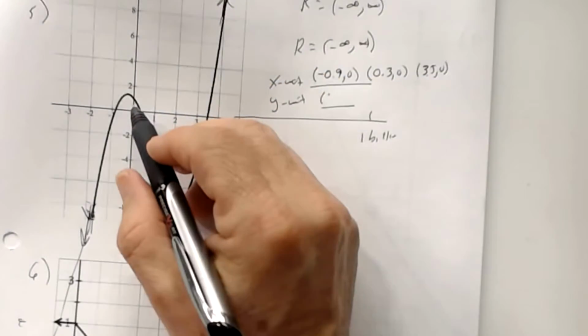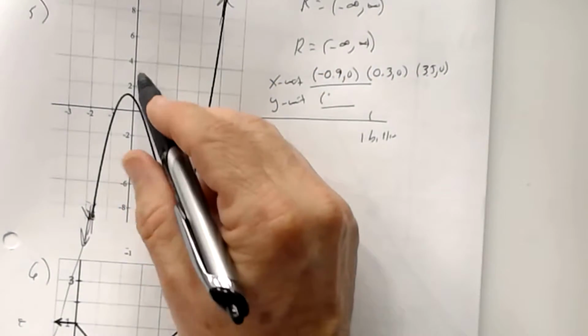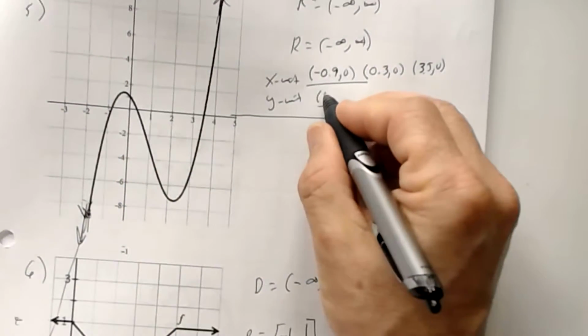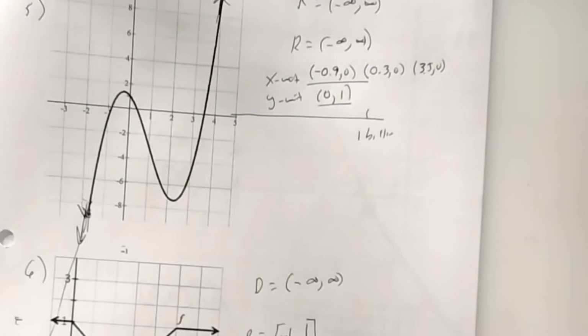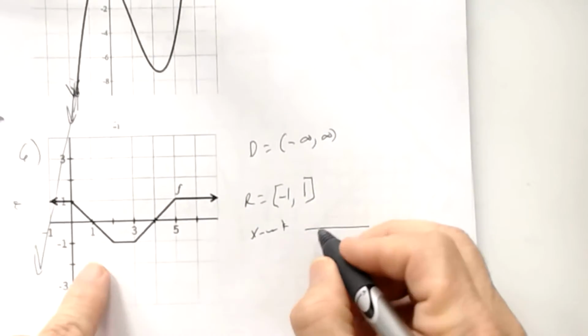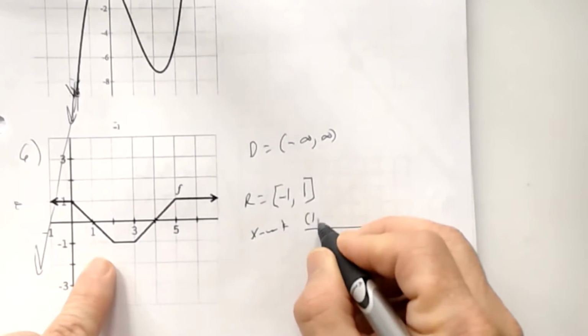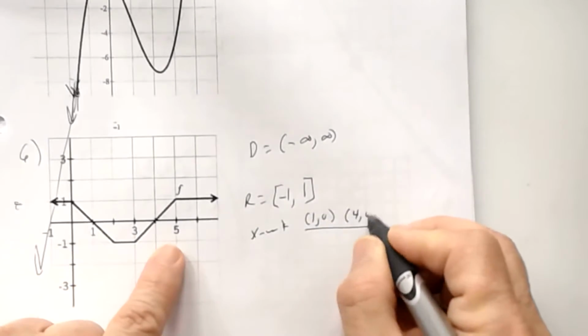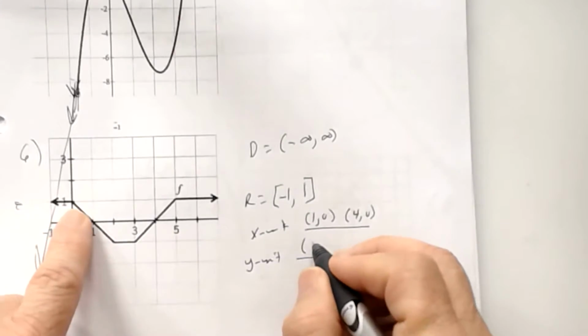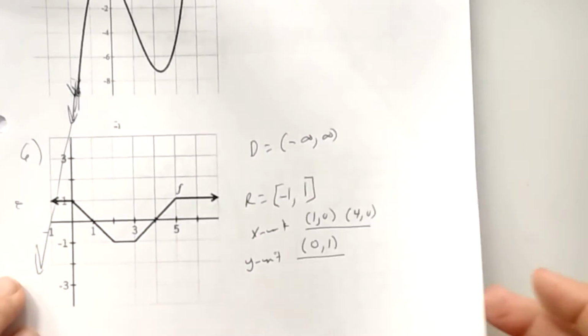Okay, so you see it goes by twos, right? So I'd say about 1. So I'm going to say 0, 1. See, on the y-axis, those tick marks are by twos. So 0, 1. Number 6, how many x-intercepts are there? 2. What are they? 1, 0 and 4, 0. How many y-intercepts are there? What is it? 0, 1. Okay.